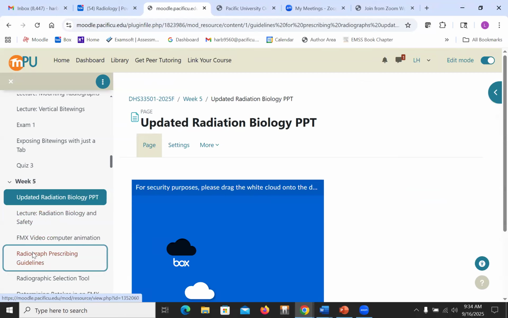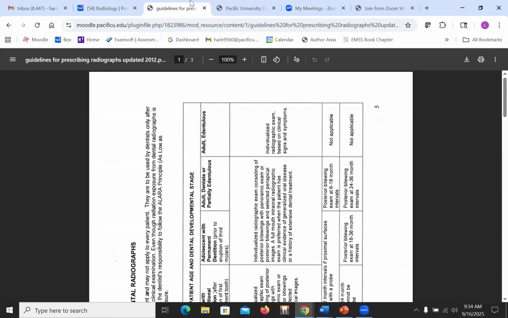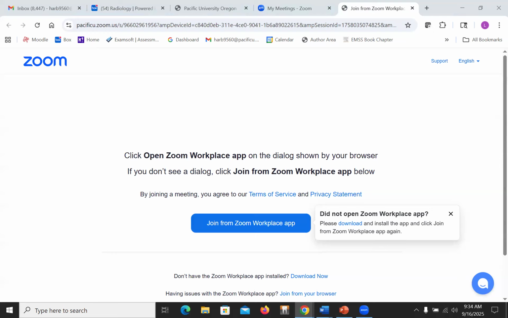Okay, so two things. I'm going to pull up these radiation guidelines. Oh, you do have a question. Go ahead. Sorry. National Board, when it comes to questions that they have about things like the lead brand and all that stuff, is it going to be going off what the ADA is talking about?